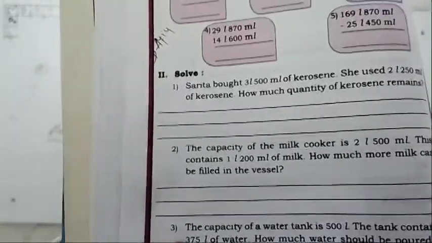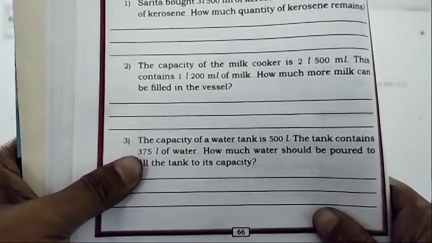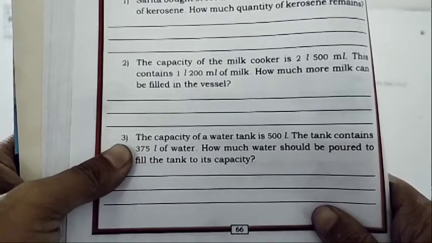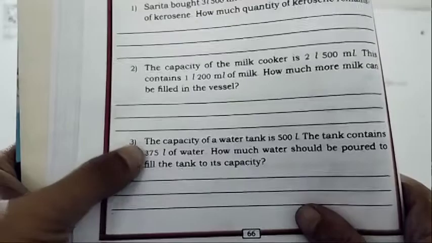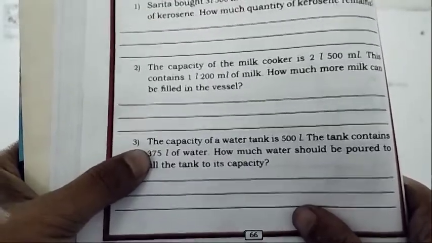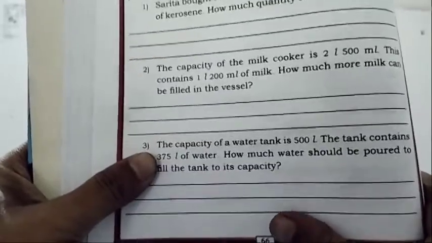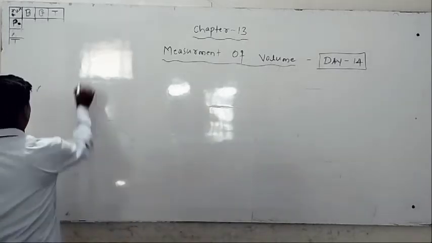And remaining here one problem is there. The capacity of water tank is 500 liter. The tank contains 375 liter of water. How much water should be poured to fill the tank to its capacity? Already 375 liter water is there, but you have to subtract 500 minus 375. This your answer should be coming. Okay. Next one is estimation of values.